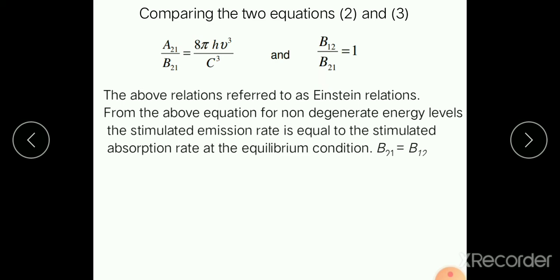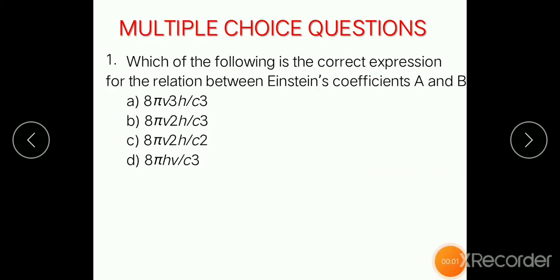From the above relation, for non-degenerate energy levels, the stimulated emission rate is equal to the stimulated absorption rate at the equilibrium condition. It means B21 is equal to B12. Based on the topic that we discussed just now, let us take some multiple choice questions.